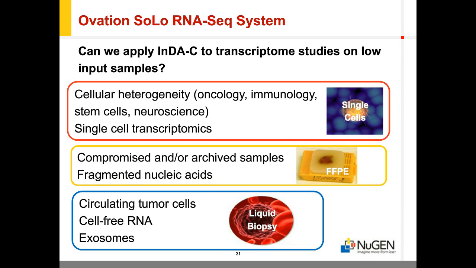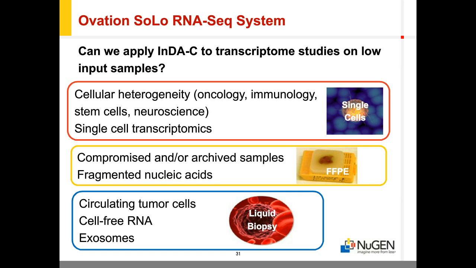We at NuGen recently explored whether InDA-C can be incorporated into a workflow that has been optimized for minimal input amounts. Applications for such a technology are shown here. One would be analysis of cells sorted out of bulk populations to study cellular heterogeneity. There is a large amount of interest in the fields of oncology, immunology, stem cell development, and neuroscience to understand differences between subpopulations of cells sorted out of bulk tissue. Such a technology would also enable the analysis of single-cell transcriptomics.